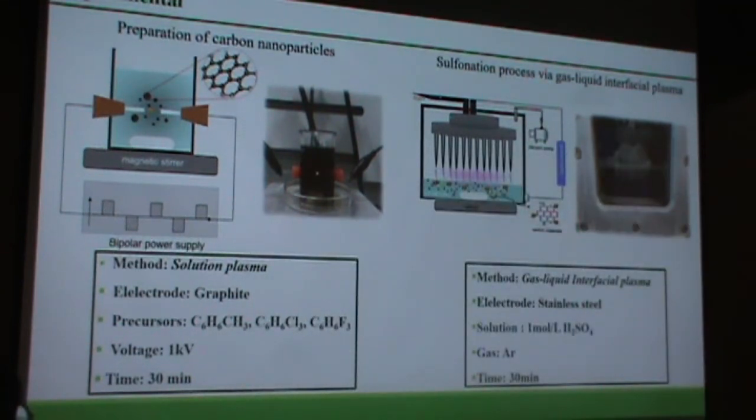Both of these plasma technologies, the solution plasma technology and the gas-liquid interfacial plasma technology, are conducted at room temperature.